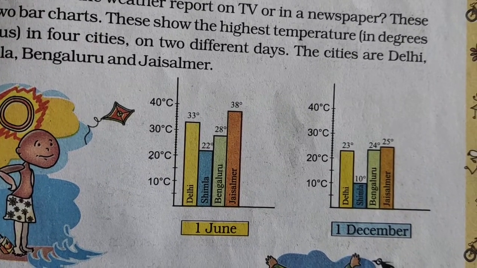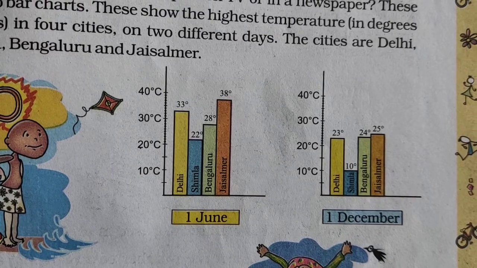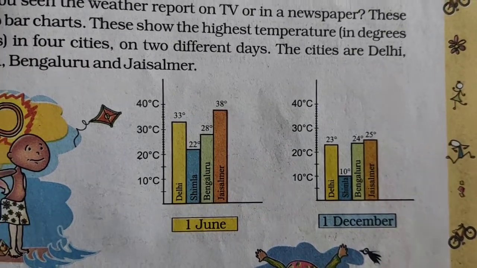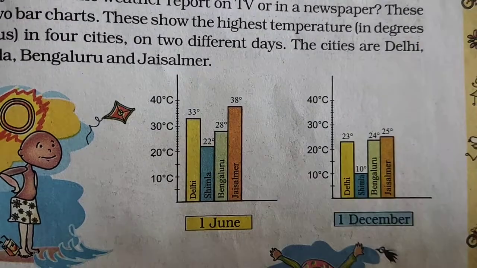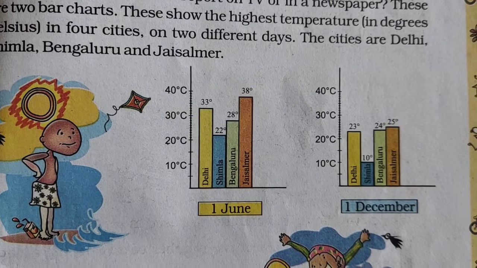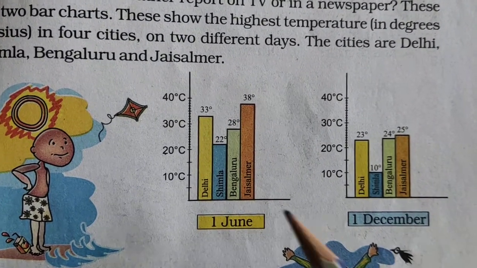Here also the data are being represented in the form of a bar graph. This is what is known as the bar graph, where you can see the bars. Each and every individual one of these is known as a bar. They are known as bars.